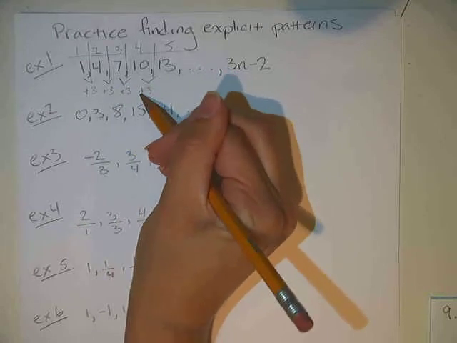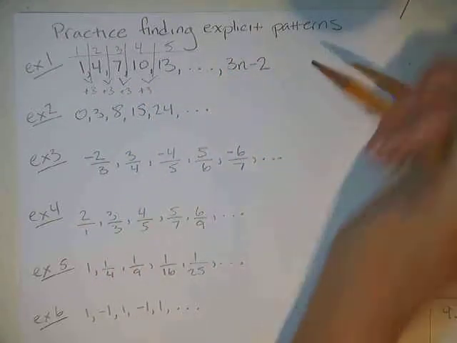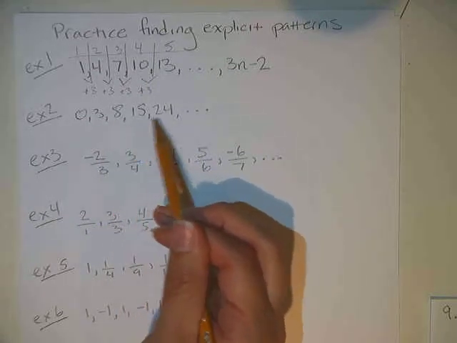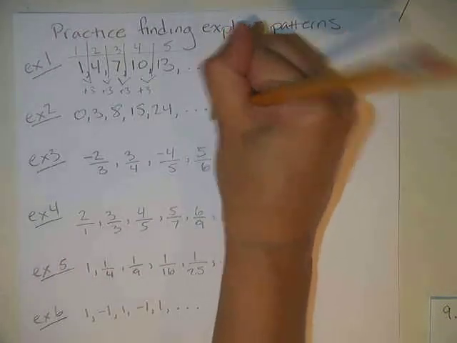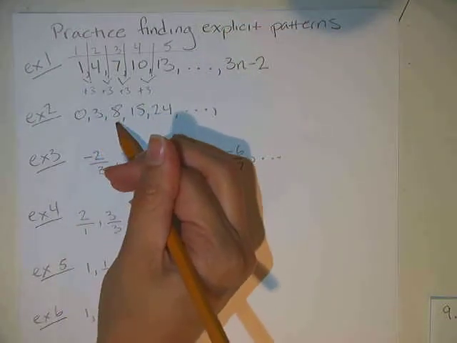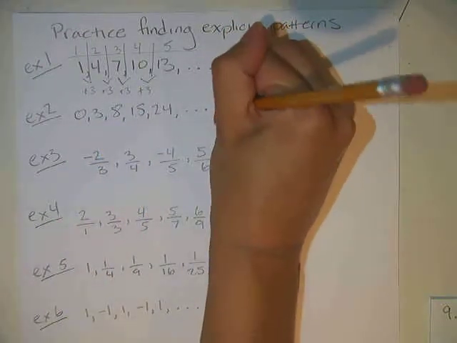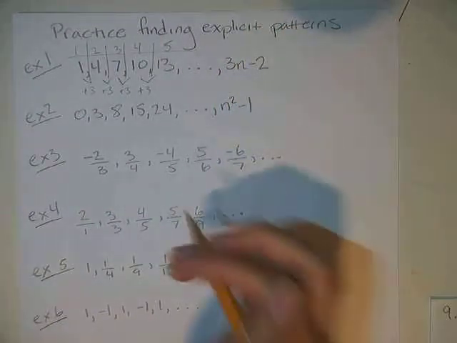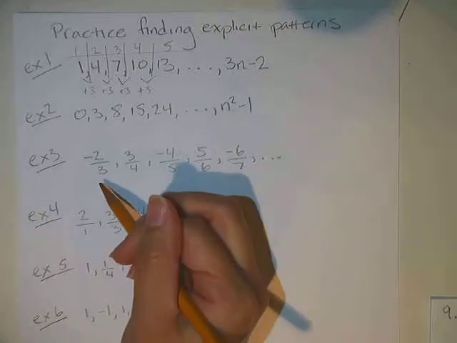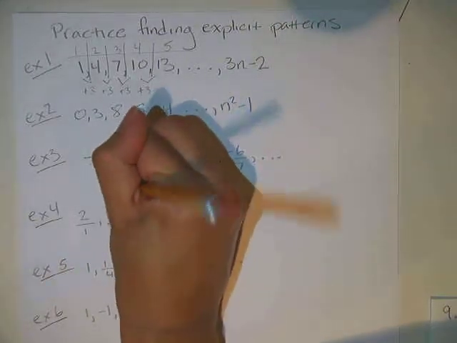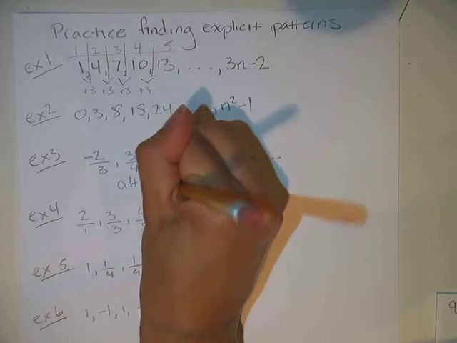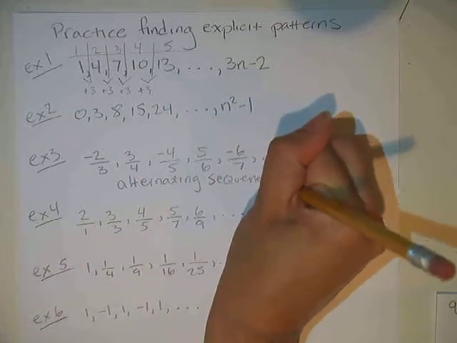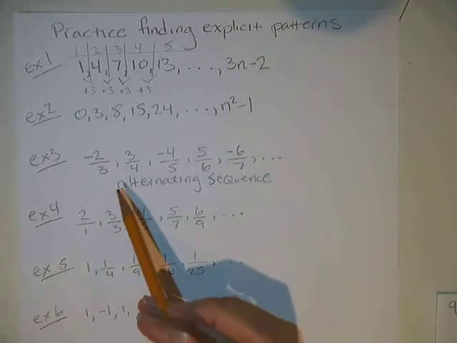So this first one, 3n minus 2. Notice that to go from one term to the next, you always have to add 3. So that is the recursive pattern, and this is the explicit pattern. This one, each of these numbers is 1 less than a perfect square. 1, 4, 9, 16. N squared minus 1.